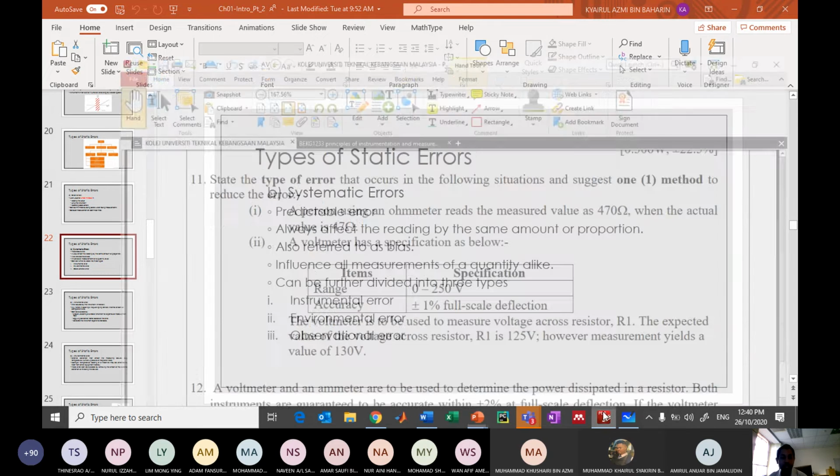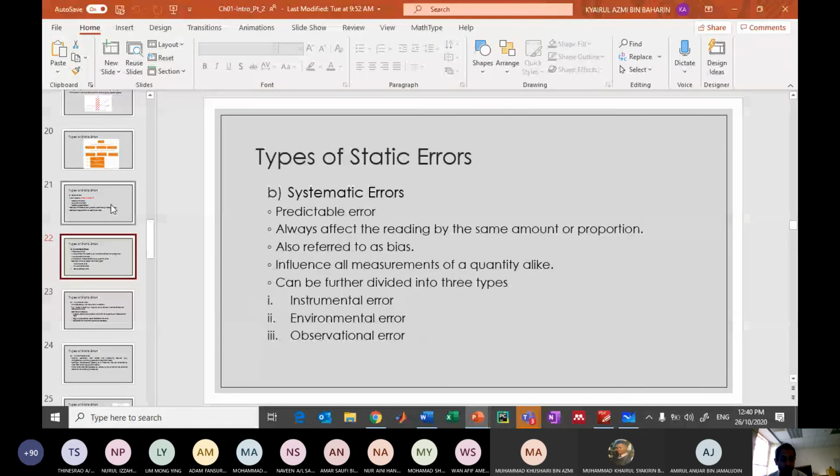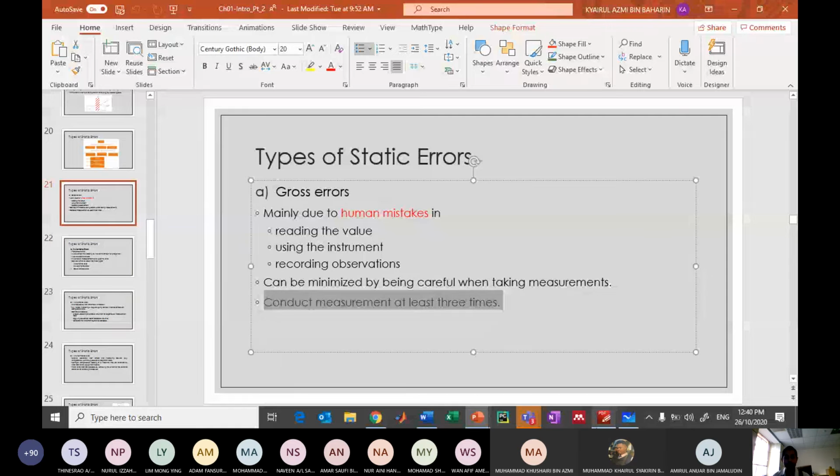Jadi kalau kita tengok soalan dekat sini, dia bukannya nilai dia terlalu jauh. Beza dia antara 47 and 470. Okay. If it were to be an instrument error by right, the value should not be that far away. Okay, because this is only one reading, perhaps it's possible. But if you take multiple readings and you have different values, not 470, let's say you take 10 readings, the others are all 48, 49, 50, right? Then only one 470, then we can definitely determine that is from gross error. That is why in the slide, when we refer to gross error, there's a statement here: conduct measurement at least 3 times. You need to do multiple measurements just to make sure that your reading is correct.